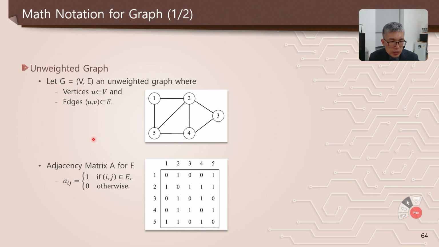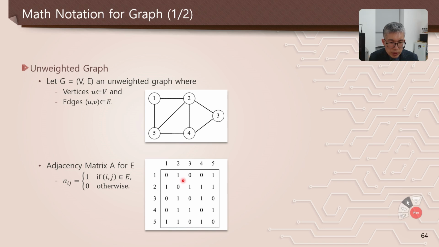So in the adjacency matrix case, take A[i][j]. I is the tail, the row index. J is the head, the column index, the vertex ID. So if there is an edge, the value in the matrix is 1. Otherwise, there is no edge.